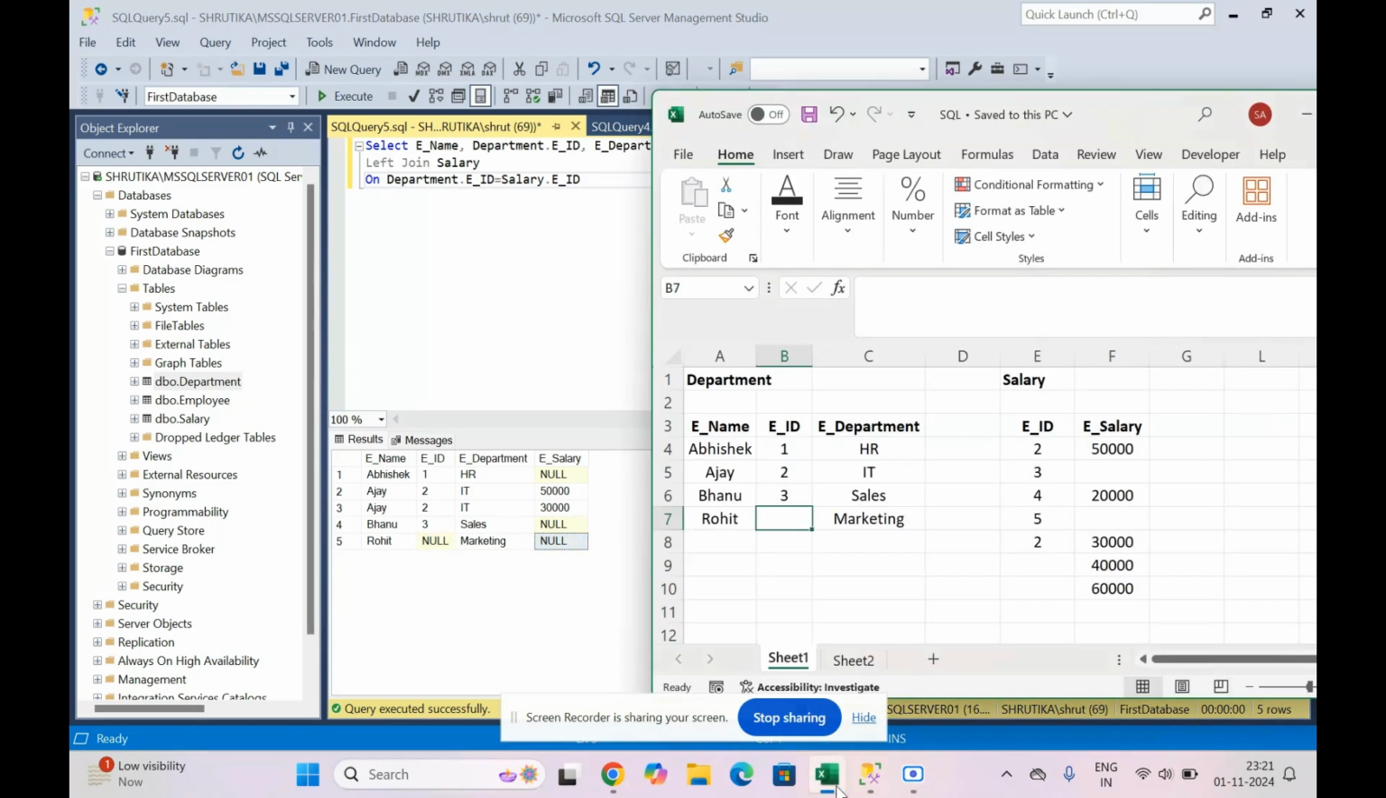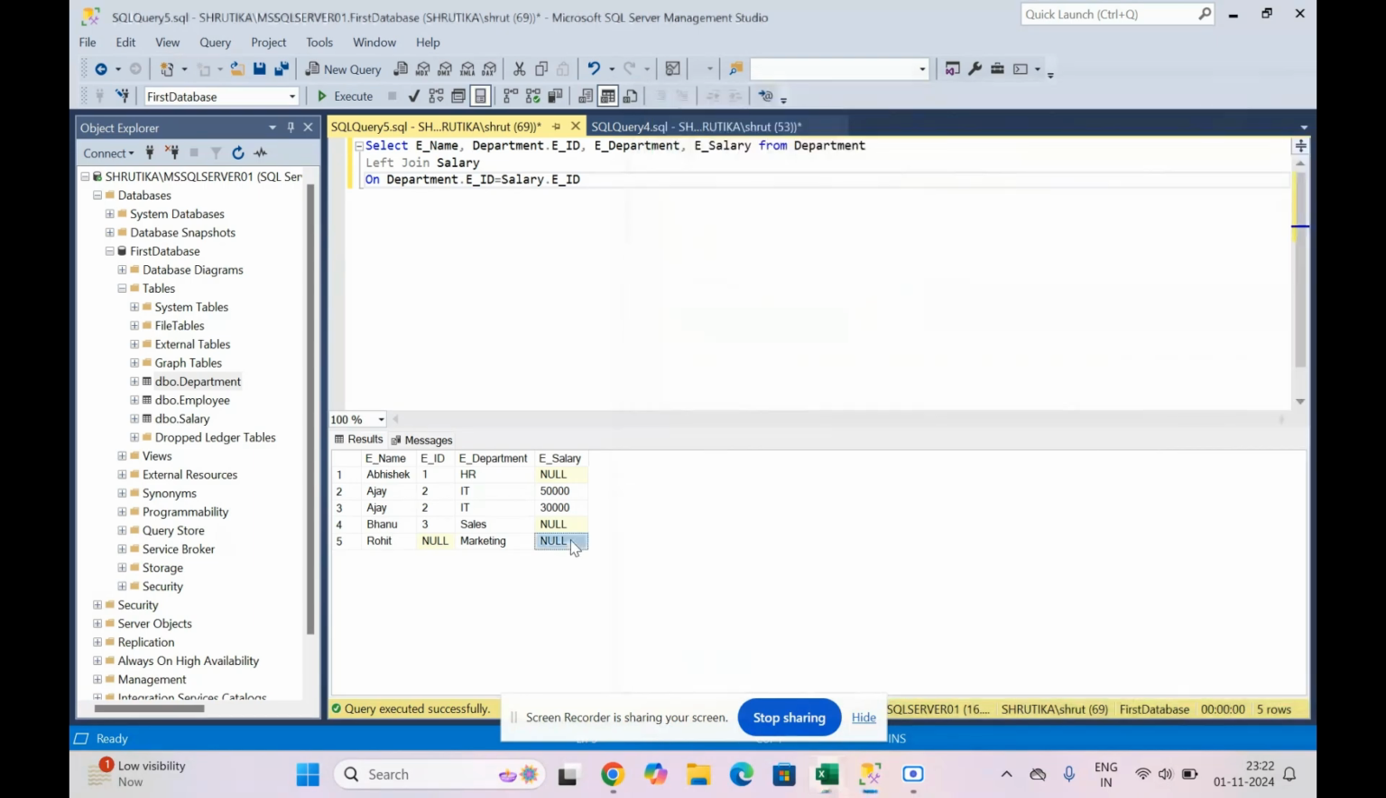We will not say that null over here can match to null over here. No, that is not true. So null is never matched with anything on the other table. So that's why a null was returned over here.